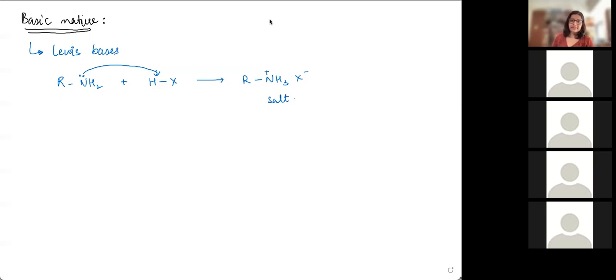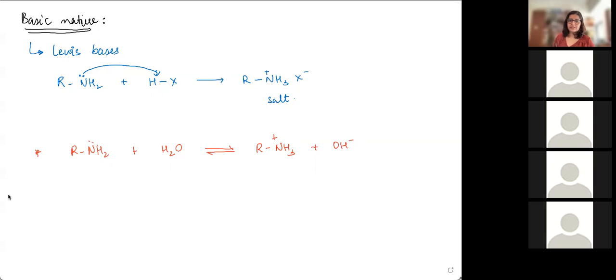In water, the basic nature essentially looks like this: RNH2 plus H2O. This is the equilibrium that's set up, giving RNH3 plus and OH minus. So you can figure out the Kb, the base dissociation constant.